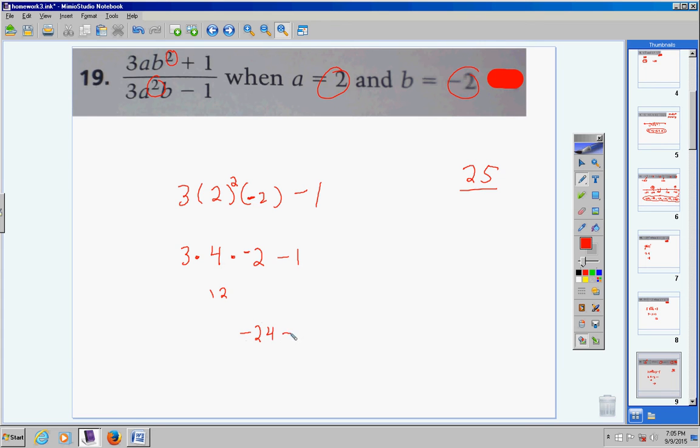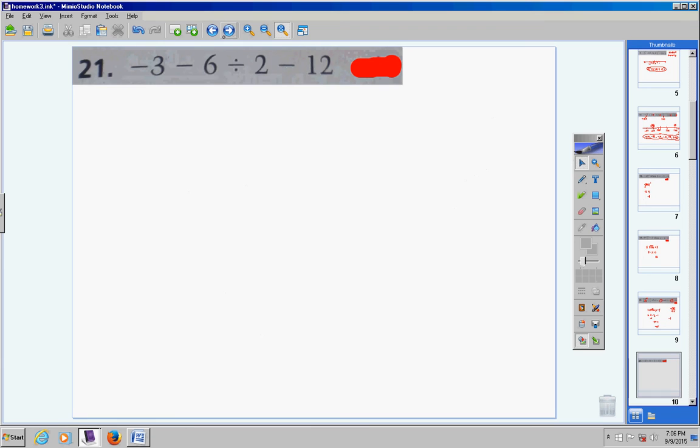Bring down your negative 1. Negative 24, negative 1, negative 25. So a positive over a negative is negative. 25 over 25 is 1. Negative 1. Okay, moving on to numbers 21 and 23. The directions say to simply evaluate.